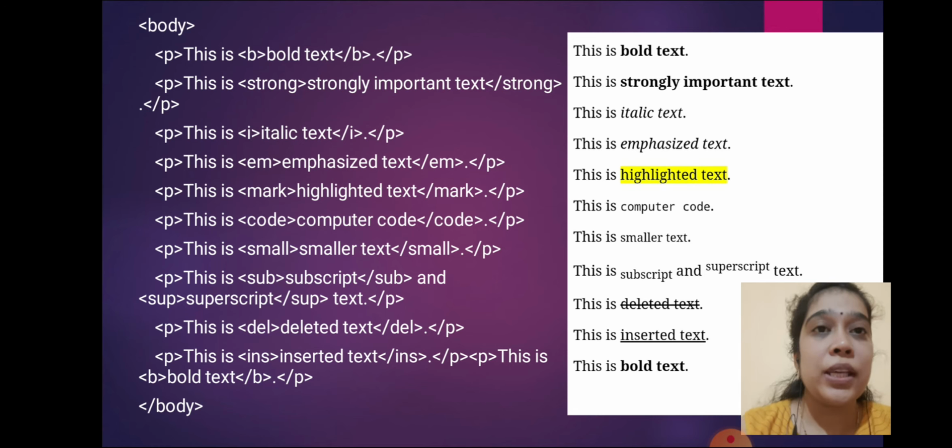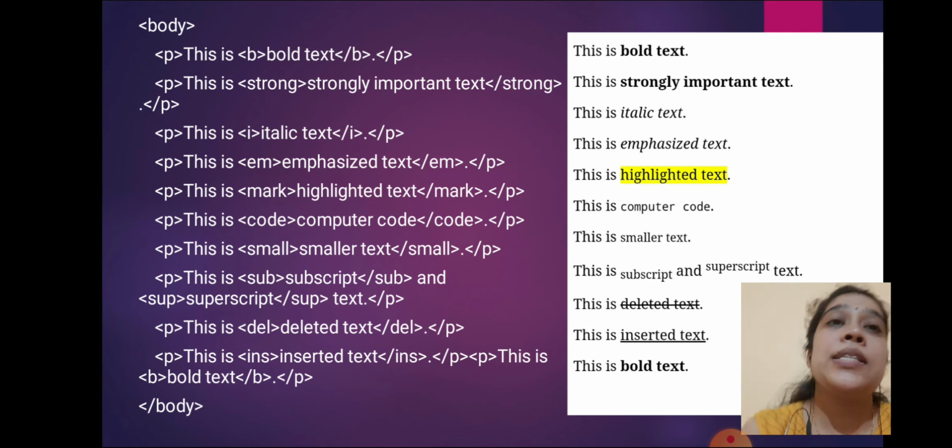First we will see B for bold. Whatever you write inside the B tag will get the bold effect, meaning that text will be bold in style. First is "This is a bold text." Bold text is written inside a B tag. That's why on the output screen you can see the bold text in bold font.